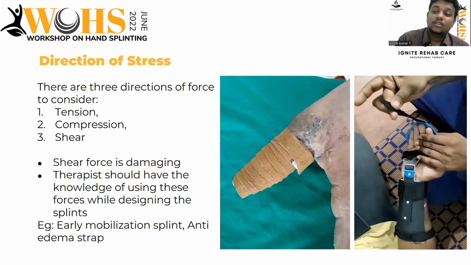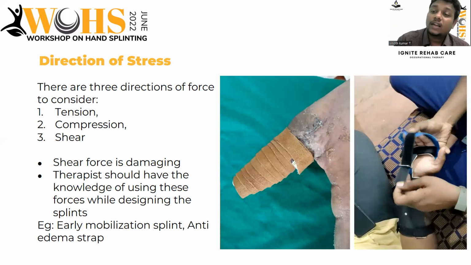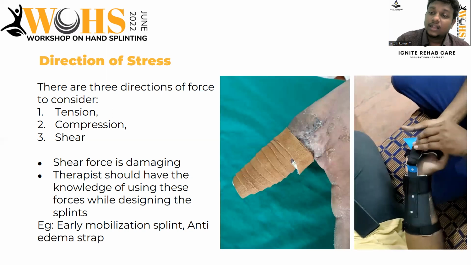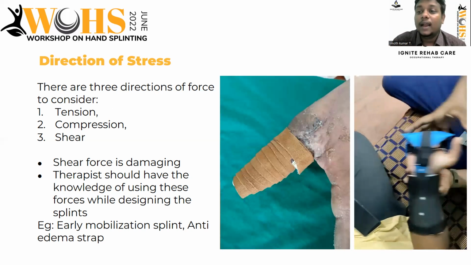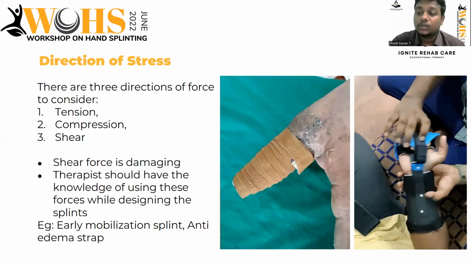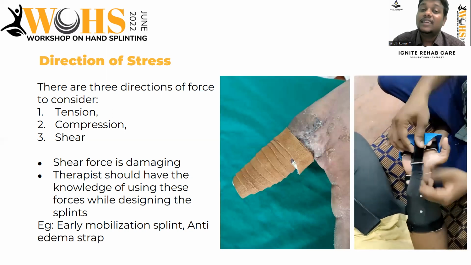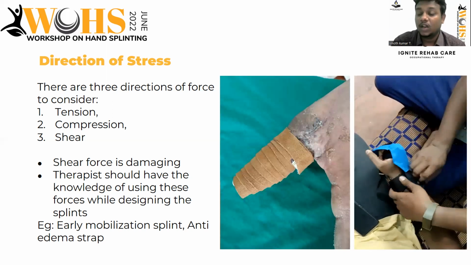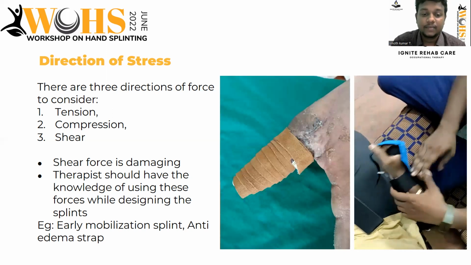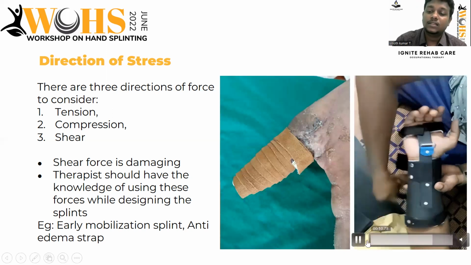Okay, so this I have created just to give compression force in the joint. If I don't know what kind of force I'm generating, I may end up giving the wrong splint. So this was given to create the compression force as well as tension force in the extrinsic region, or the extensor region. Okay, so these are also splints that are nearby.